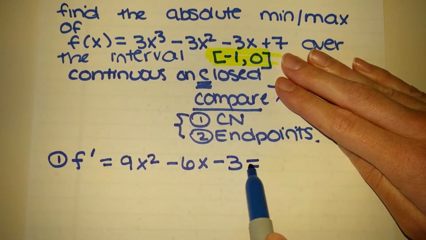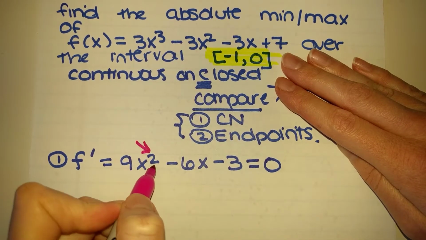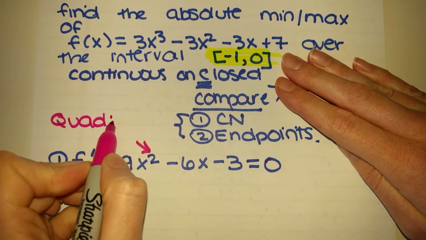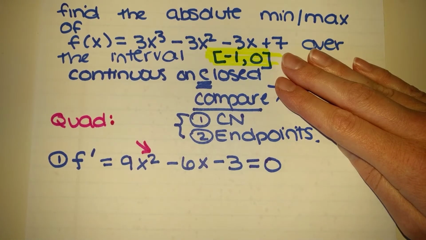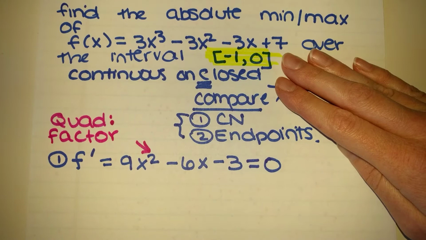So finding our critical numbers, we set our derivative equal to 0. Now, in this particular case, we look at the equation we have. We notice that the highest power is 2. So that means we have a quadratic equation. We have all of our different quadratic methods. We can factor. We can use the quadratic formula. Usually factoring is going to be the easiest thing to try.